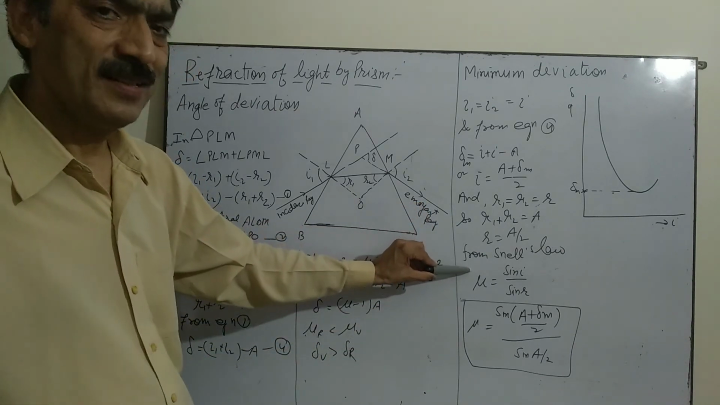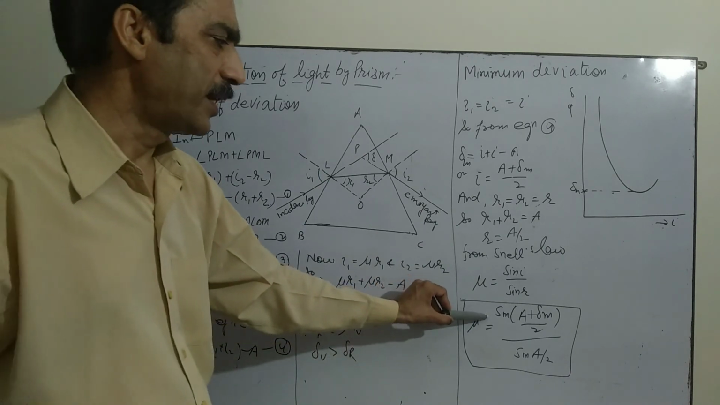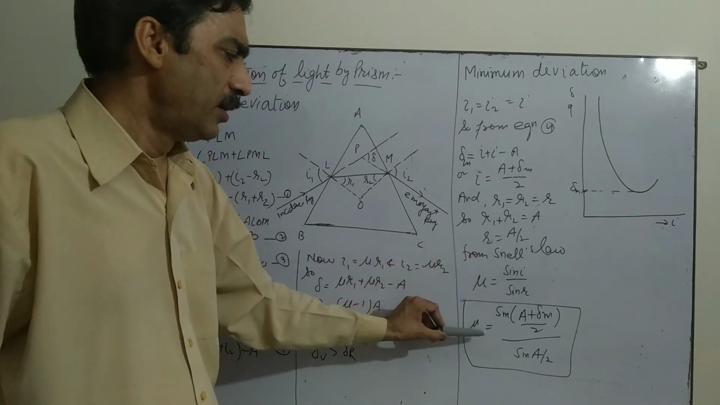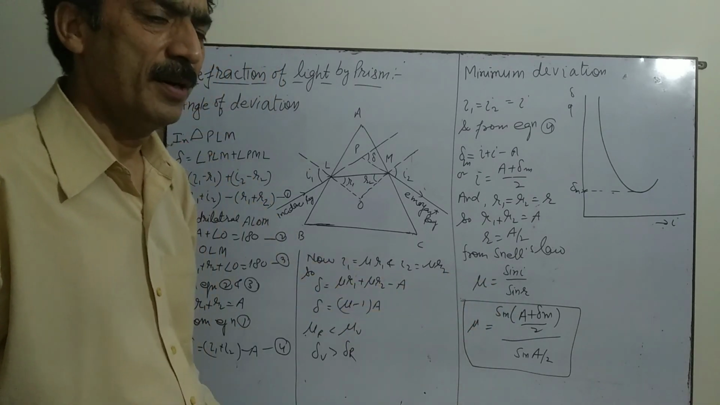Now, from Snell's law, mu is equal to sine I upon sine R. Putting the value of I and R, mu is equal to sine of A plus delta M by 2 upon sine A by 2.